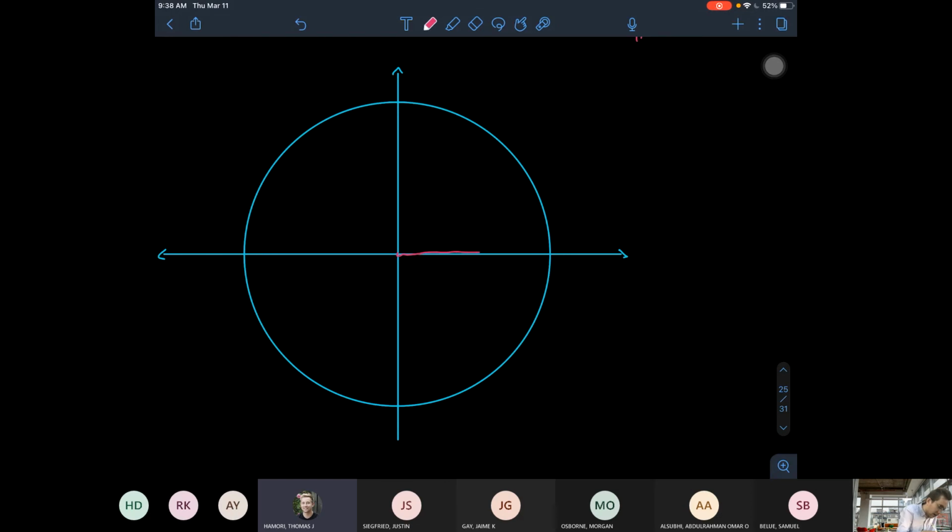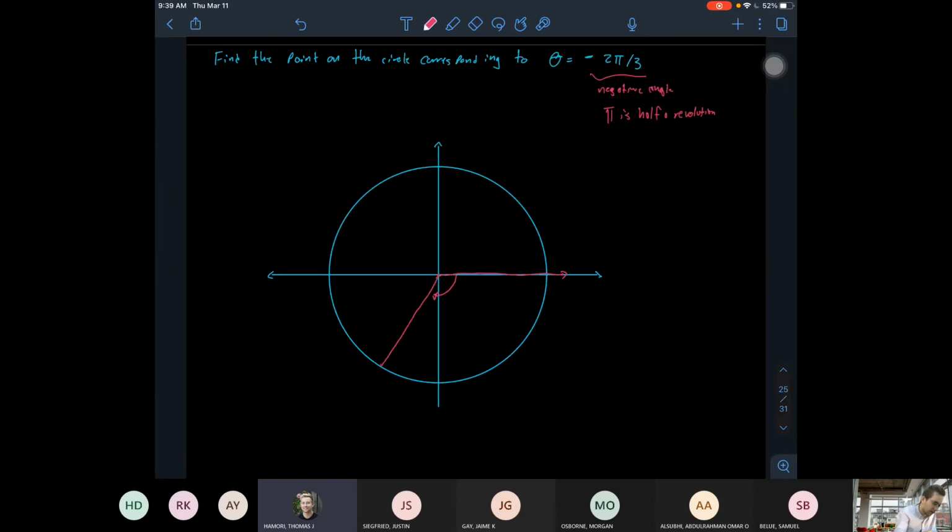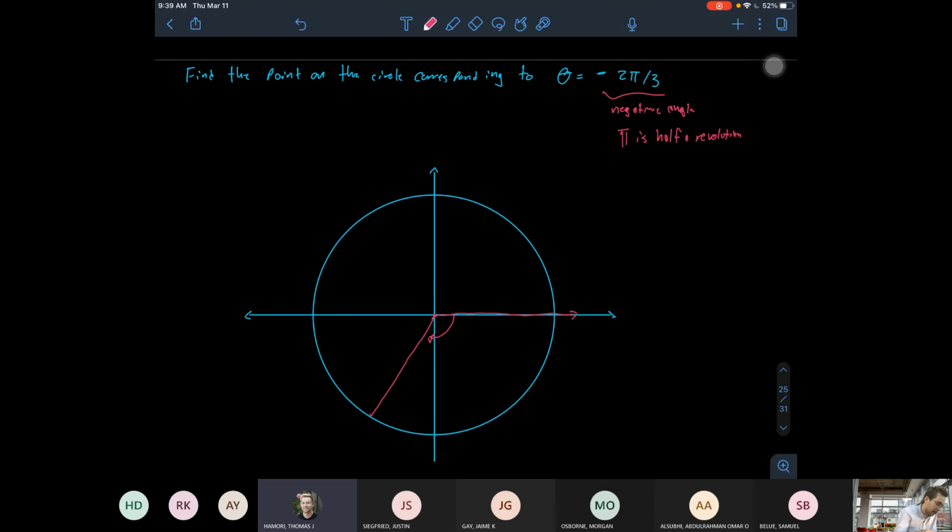Well, I would start here going to the right as my initial side, and then I would go like 2/3 of the way. No, 2/3 of the way would be more like this. Two-thirds of the way to negative pi. Okay, so I could think about it like that, or I could try to translate it.